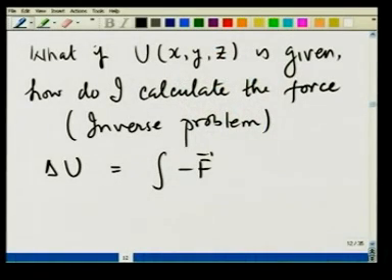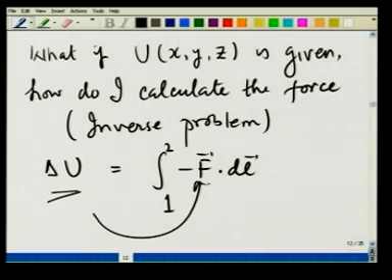Because what I have done so far is define delta u as the work done by us in moving a particle from point 1 to point 2. I am now asking, given this, how do I calculate this? Let me remind you what we did in the one-dimensional case.